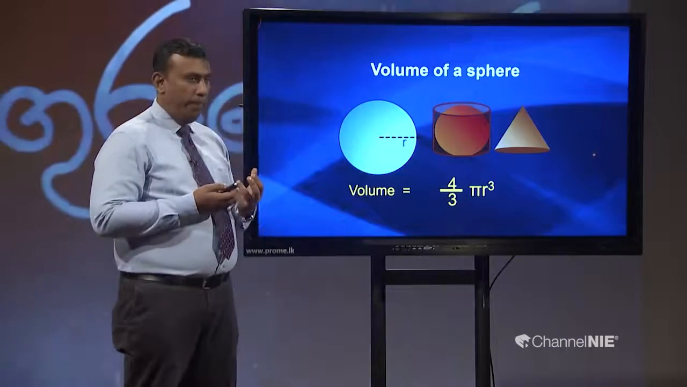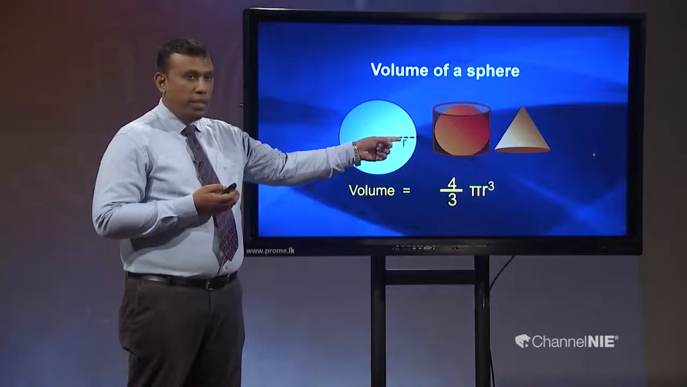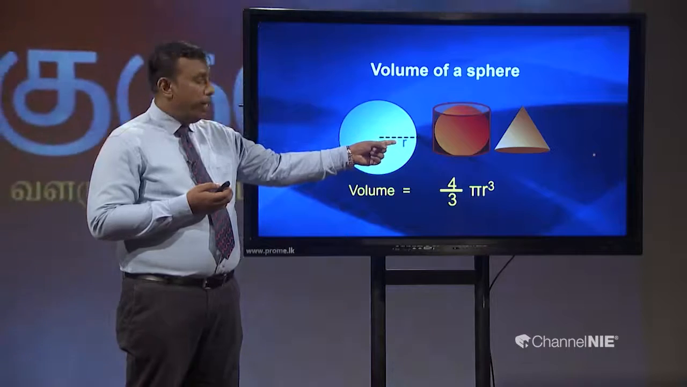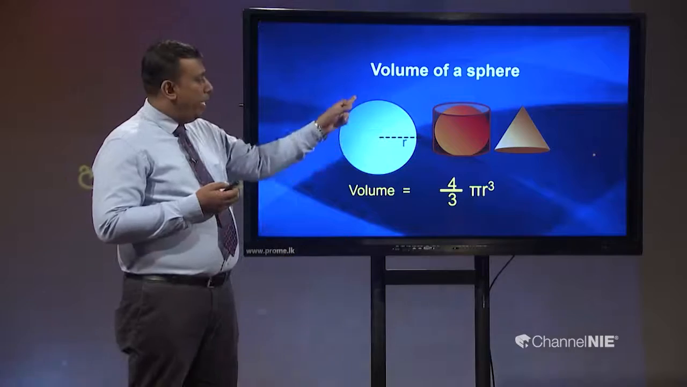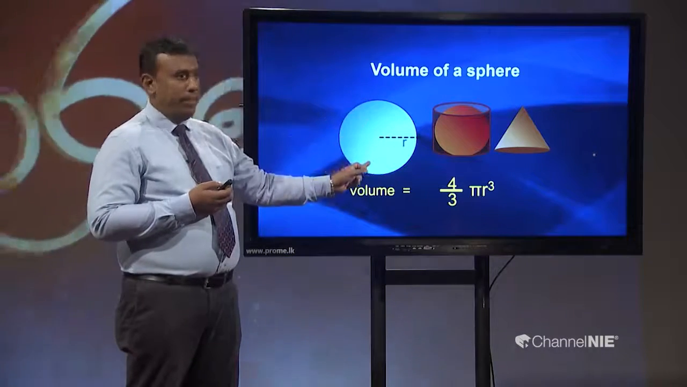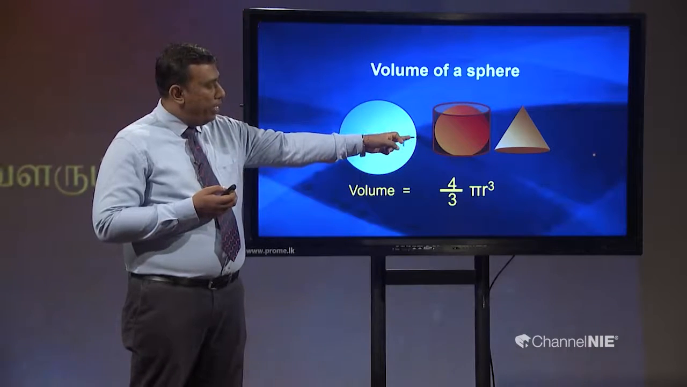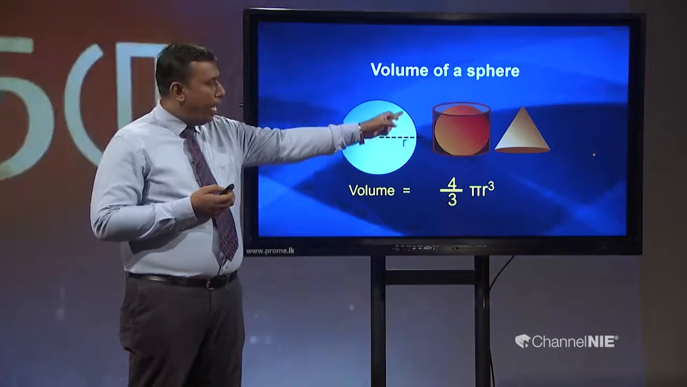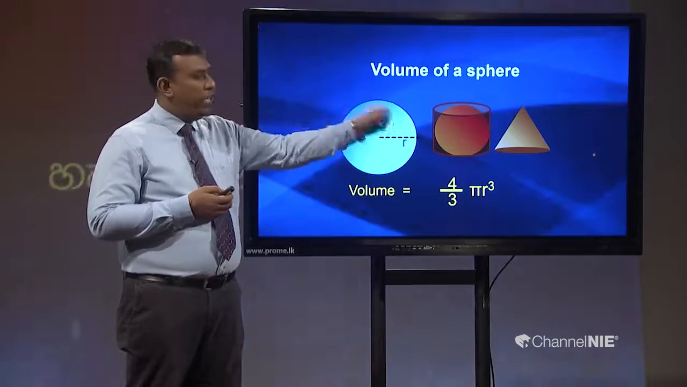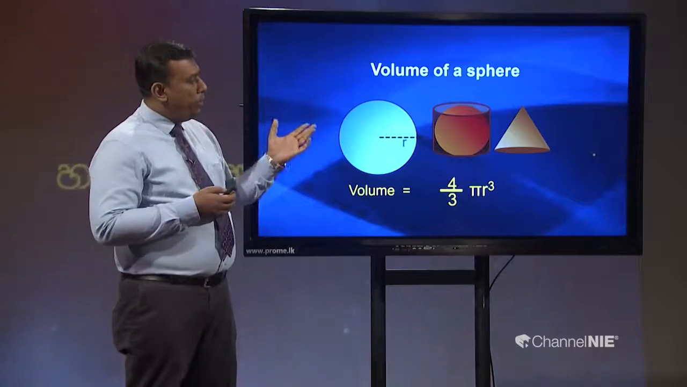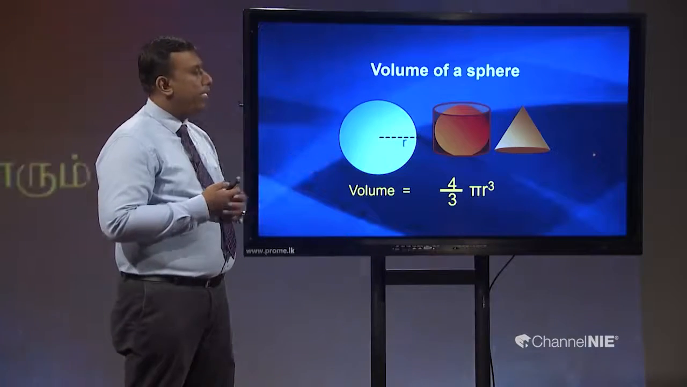You can make that one. Here the radius of the sphere is r, the base radius of the cylinder is also r, and the base radius of the cone is also r. Then the diameter you can take as 2r, the cylinder height is 2r, and the cone perpendicular height is 2r. So if you can make these three objects, you can do that practical part in your school.